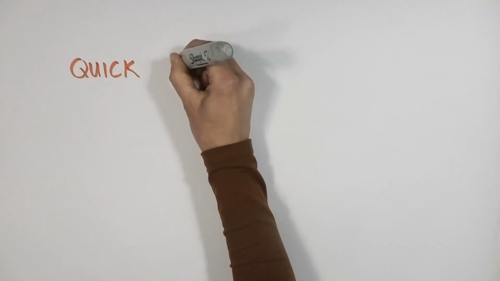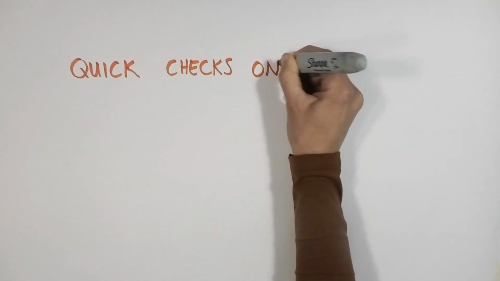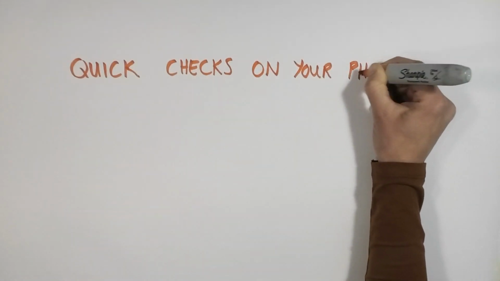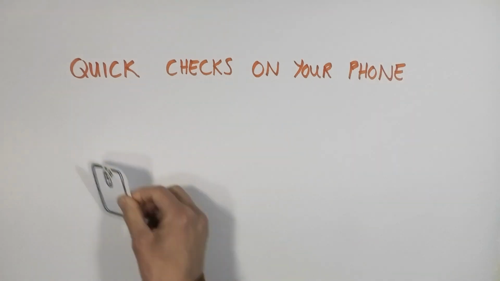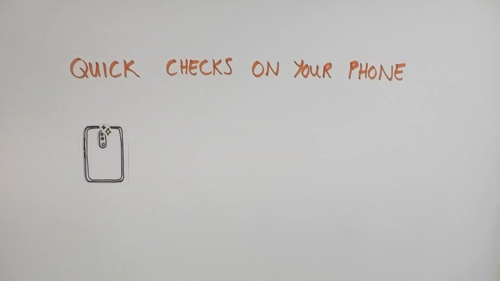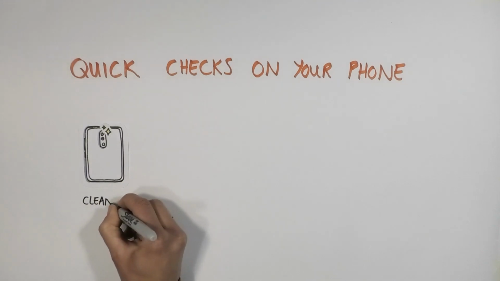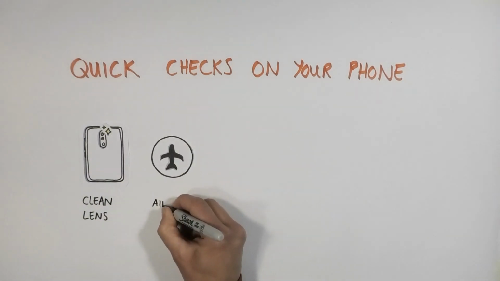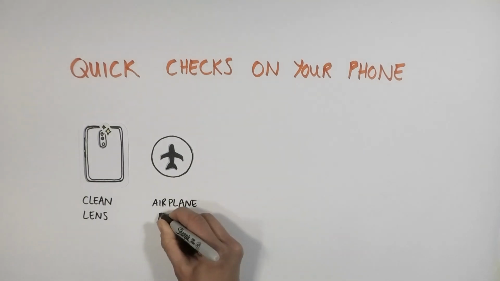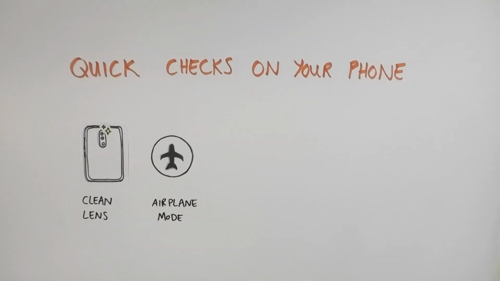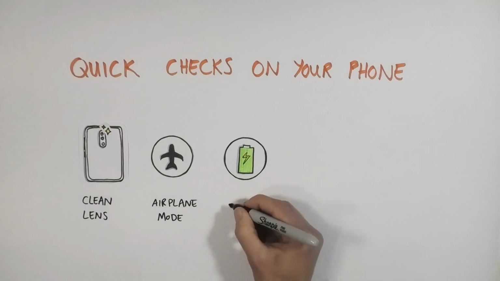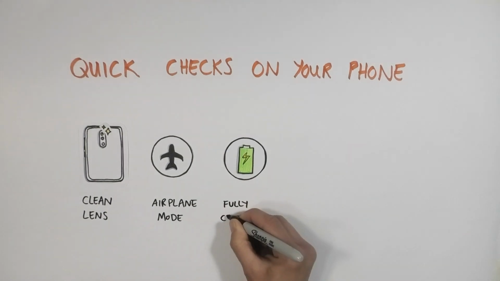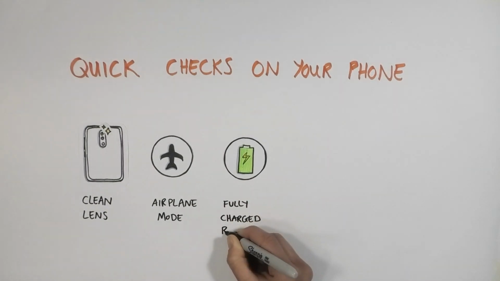Before you start filming, there are a few items you need to check on your phone. Number 1. Make sure your camera lens is clean. Number 2. Keep your phone in airplane mode to avoid getting calls or messages while you're shooting. Number 3. Make sure your phone is fully charged so that you can film for as long as you need.